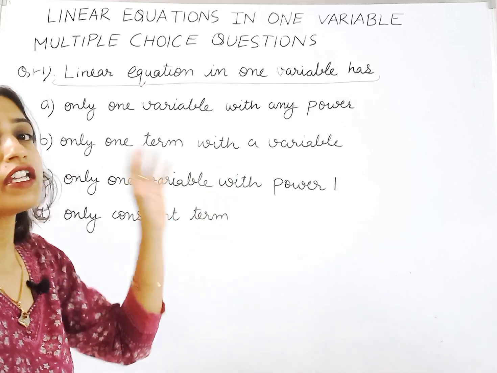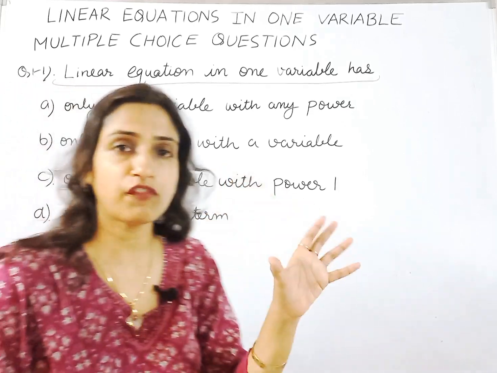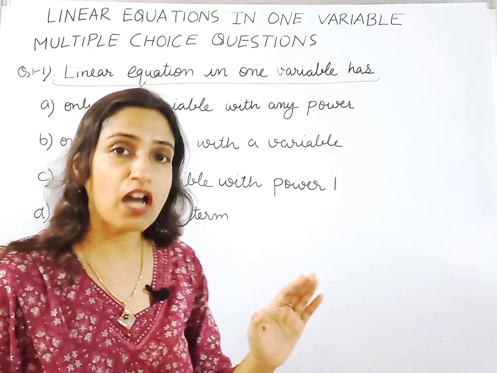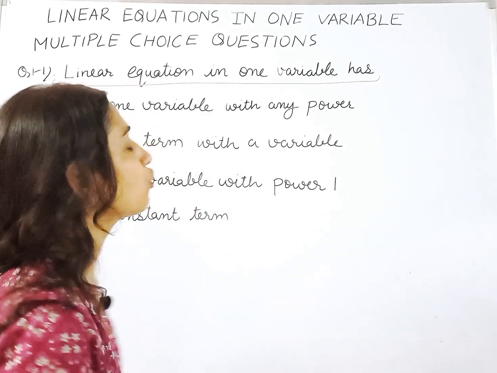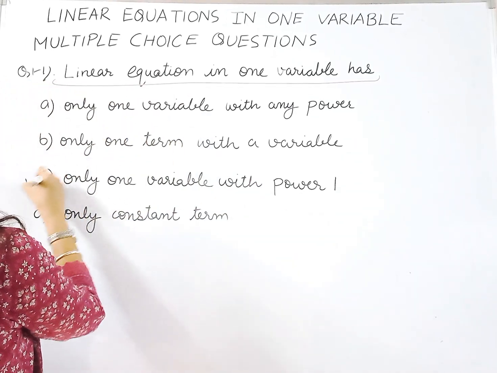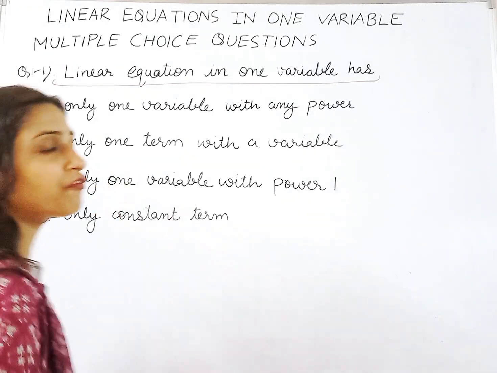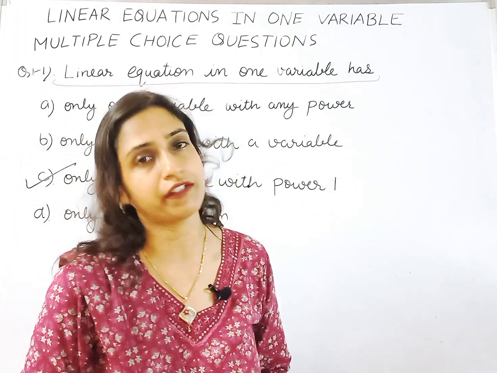We know that in a linear equation with one variable, there can be only one variable and its power should be equal to 1. So option number 3, option C is the correct option: only one variable with power 1.